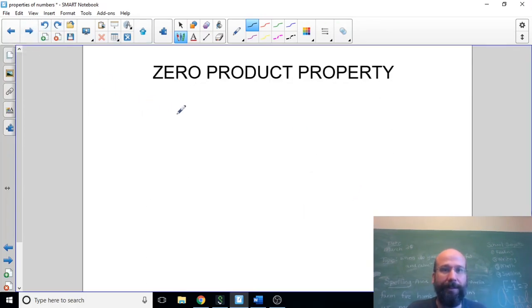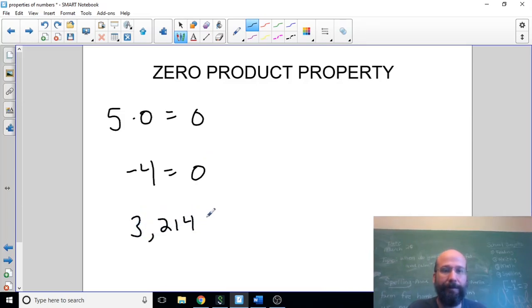Alright, our next one, and the last one for these is the zero product property. The zero product property says that any number times 0 is 0, no matter the number. Any number times 0 is 0. That's the zero product property. It even has product in there, which as we know means multiplication.